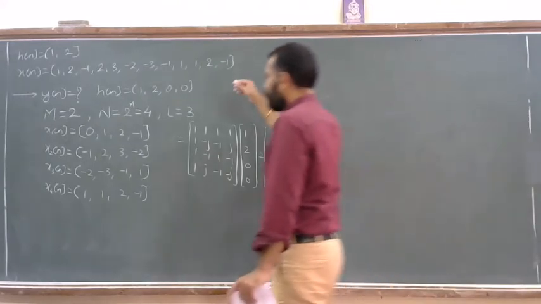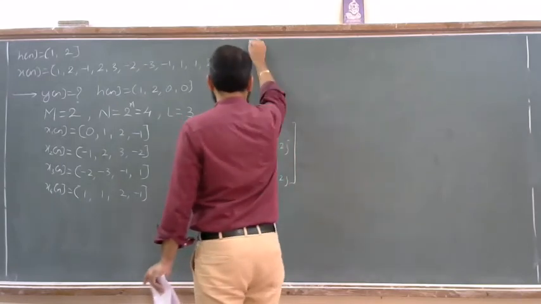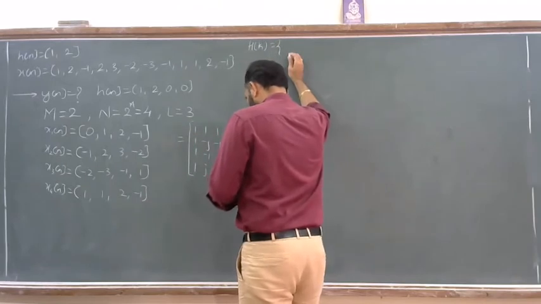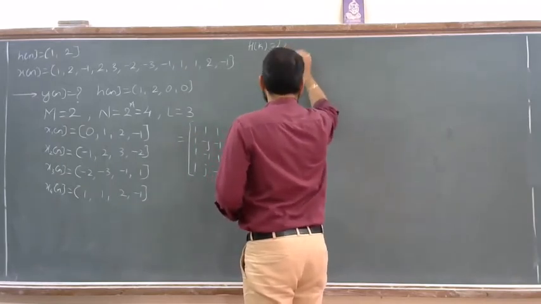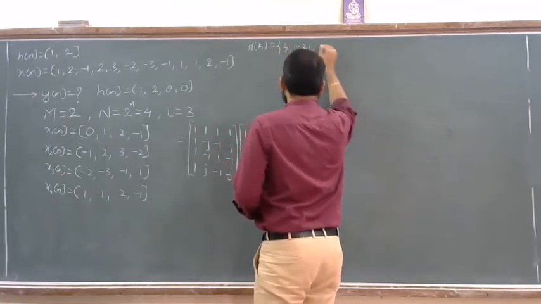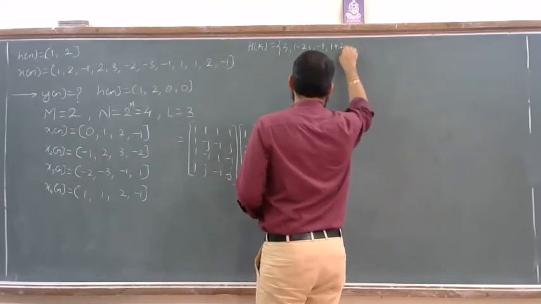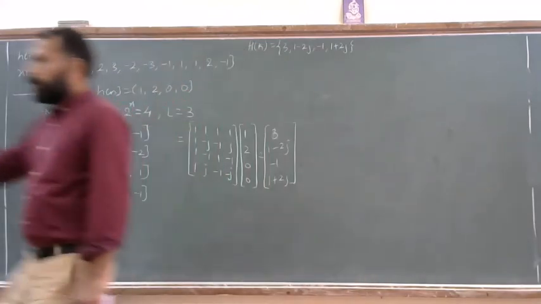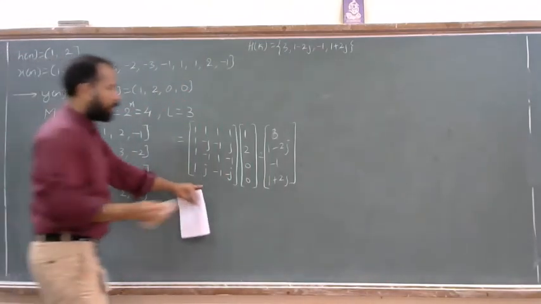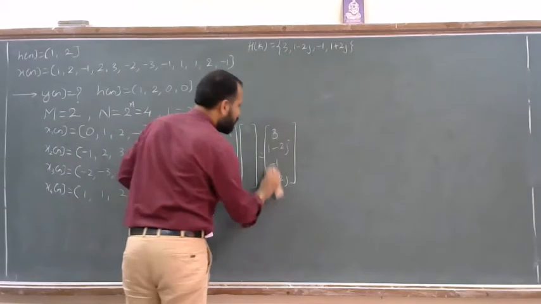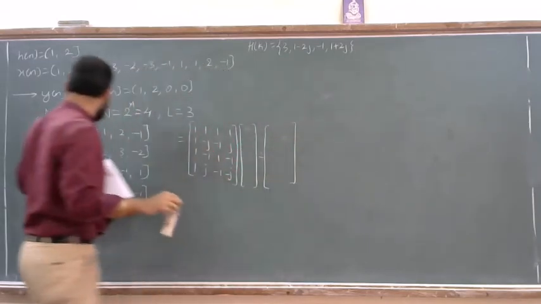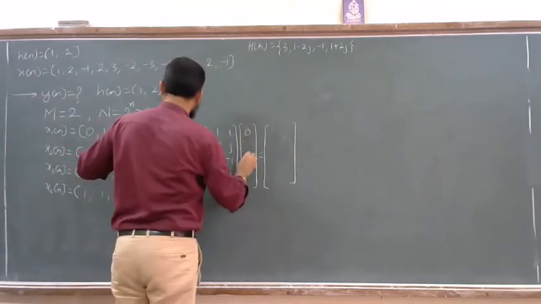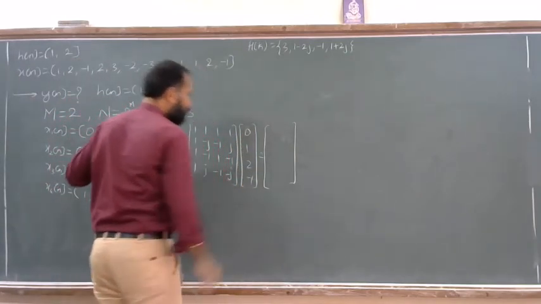Let us write that here itself. H of k, the 4-point DFT, will be 3, 1 minus 2j, minus 1, 1 plus 2j. Okay. Now again, we use the same twiddle factor matrix. Instead of the impulse response, put the first segment of data, which is 0, 1, 2, minus 1.